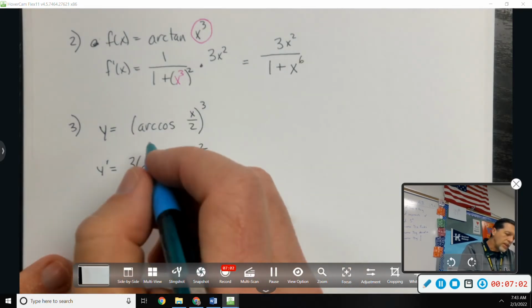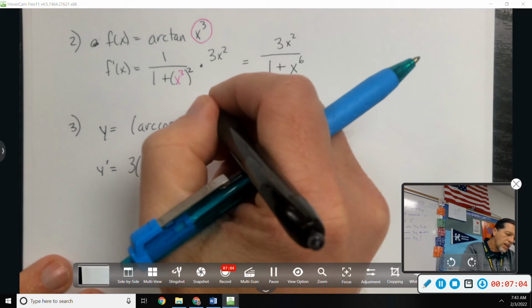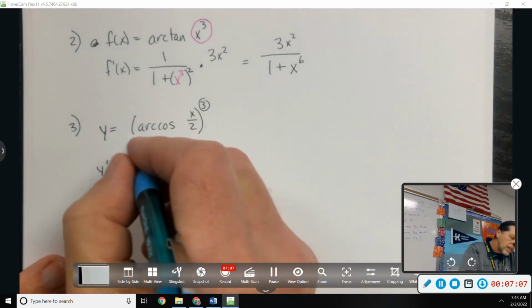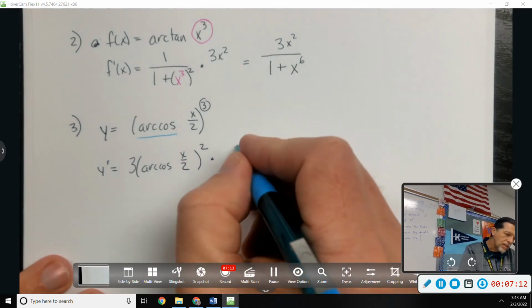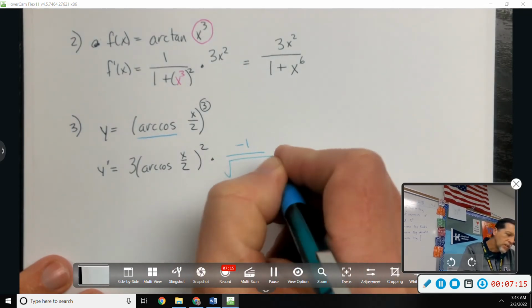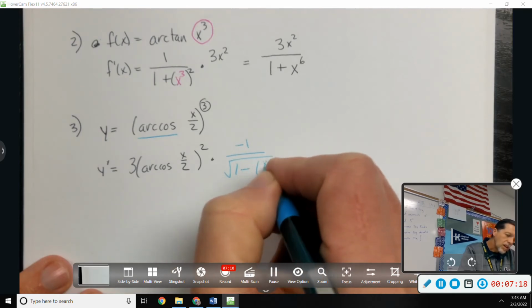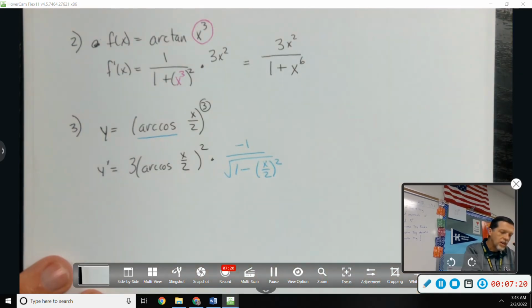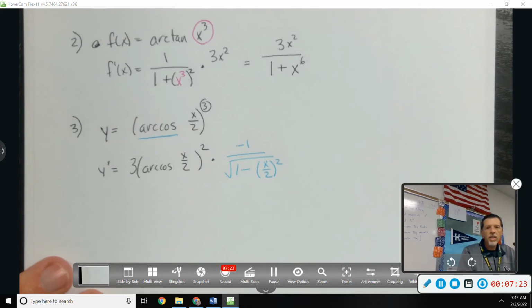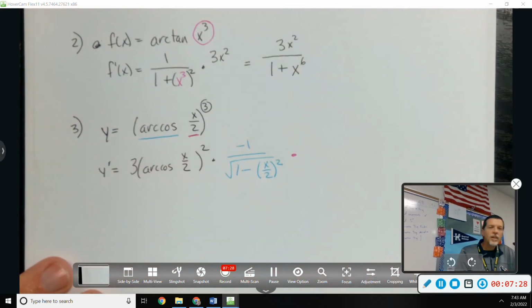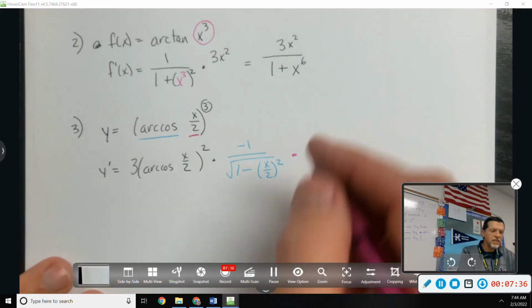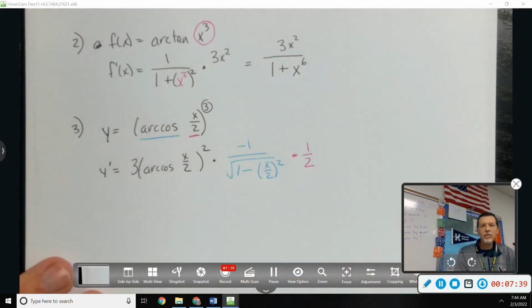Now I need the derivative of, so that was the 3. Now I need the derivative of arc cosine. So I look back and it's negative 1 over square root 1 minus argument squared. And then I'm still not done because now I need to chain rule the derivative of x over 2. What's the derivative of x over 2? 1/2. It's 1/2 times x.